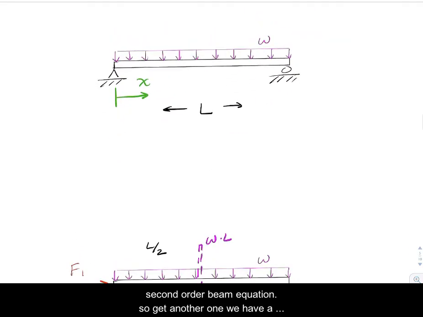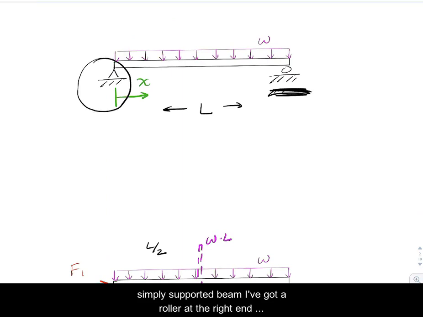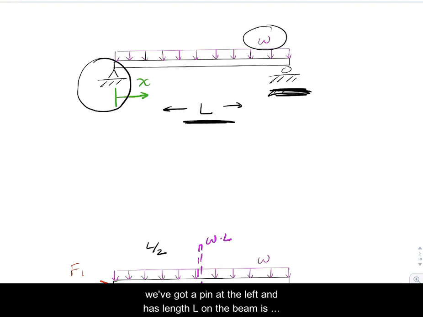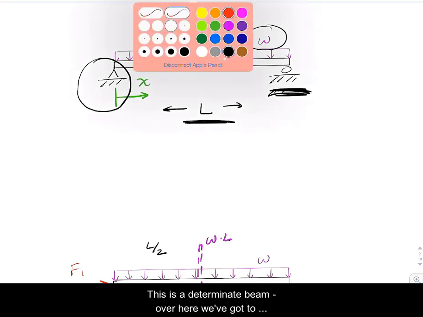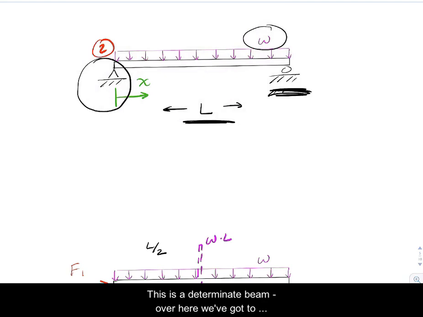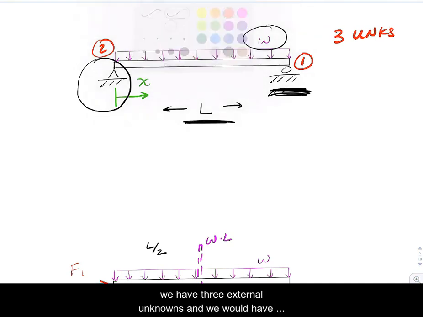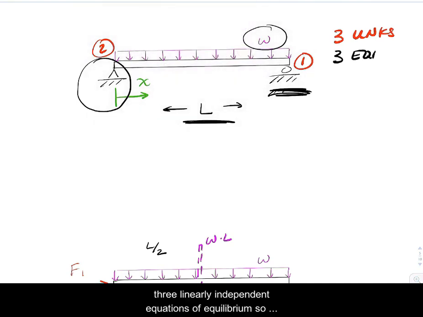Let's look at another one. We have a simply supported beam. We've got a roller at the right end, a pin at the left end, and it has length L. On the beam is going to be a uniform distributed load. Right, this is a determinate beam here. Over here we've got 2 external supports, and there we have 1 external support. So we have 3 external unknowns, and we would have 3 linearly independent equations of equilibrium. So this is going to be determinate.